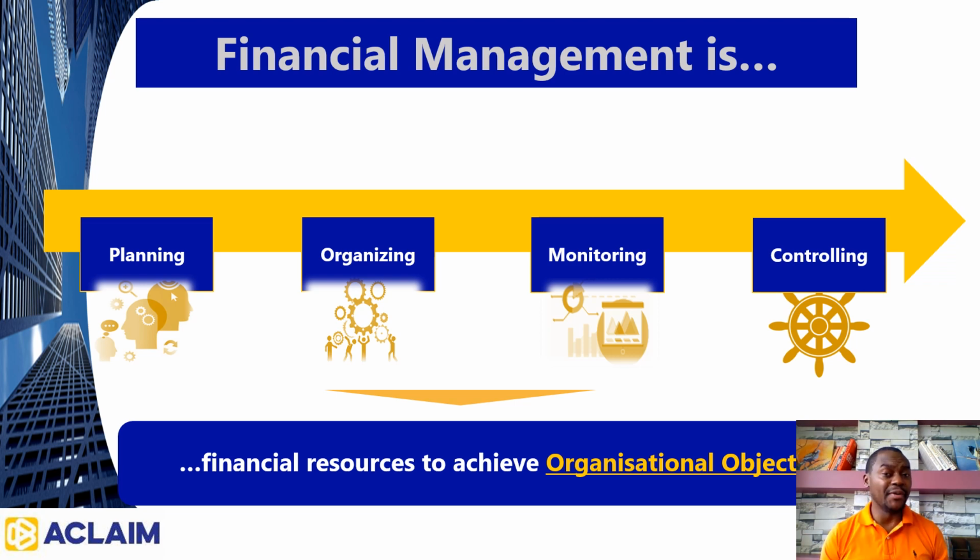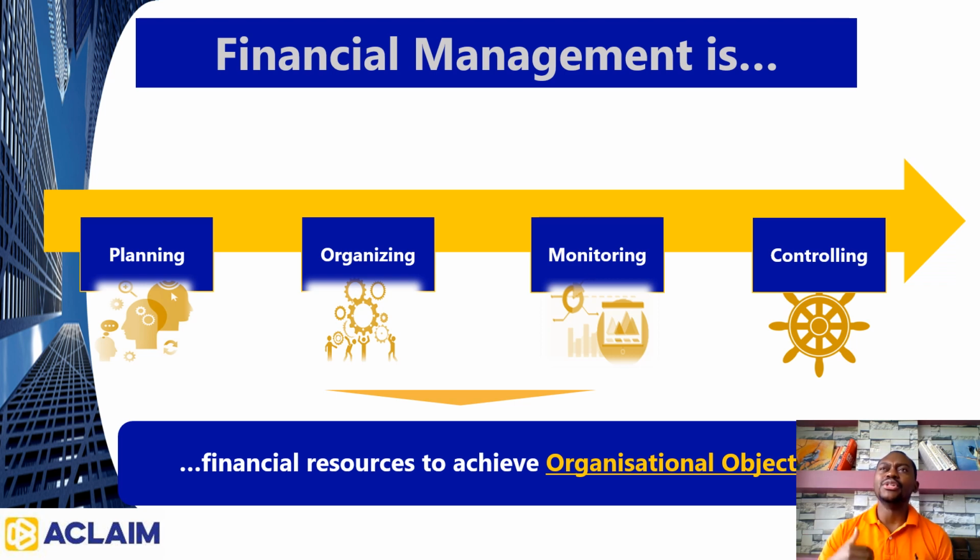If you like, this is a generic management definition. One could say human resource management is also planning, organizing, monitoring, controlling human resources to achieve organizational objectives. Logistical management could be planning, organizing, monitoring, controlling logistics to achieve organizational objectives. So there are many definitions out there for financial management, but I like this because it will dig us well into the areas we want to look at for now.